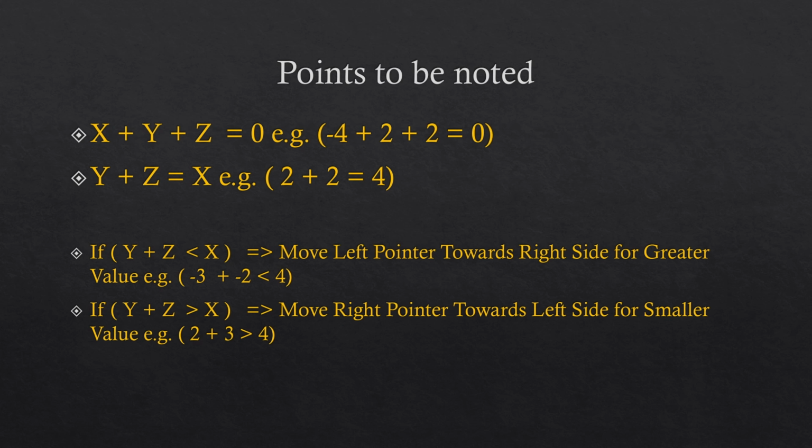Similarly, vice versa, if y plus z is greater than x, for example 2 plus 3 is greater than 4, we need something smaller in our pair. In that case, we can find the smaller values if we move our right pointer to the left side, because all the smaller values lie on the left side of our right pointer, because our array is in sorted order.